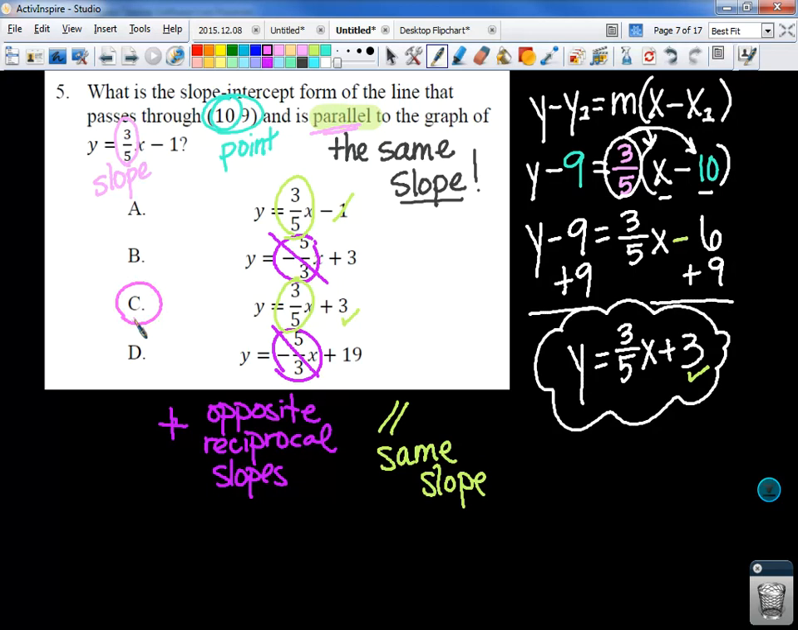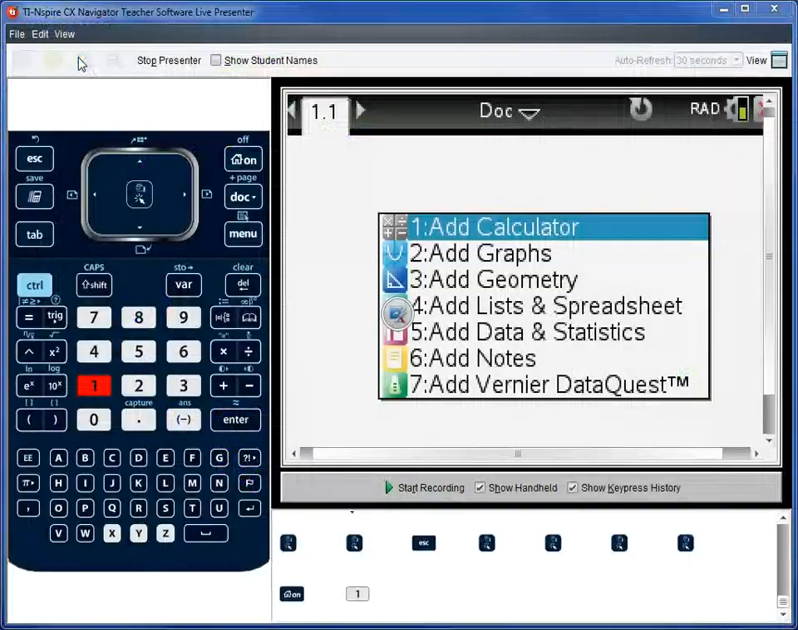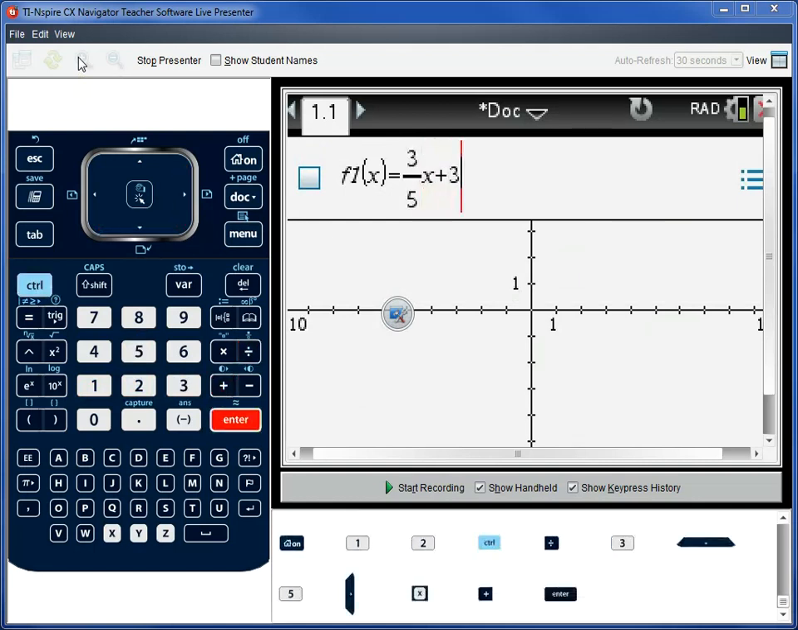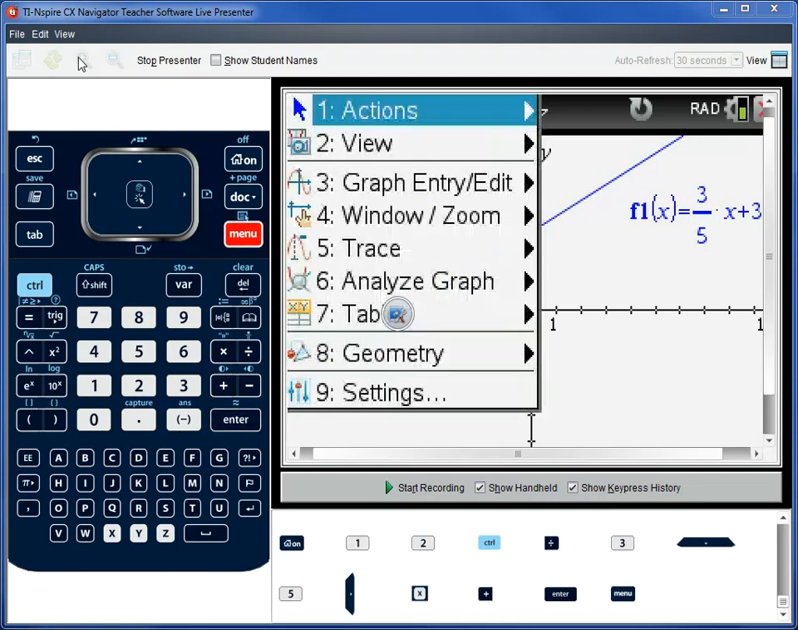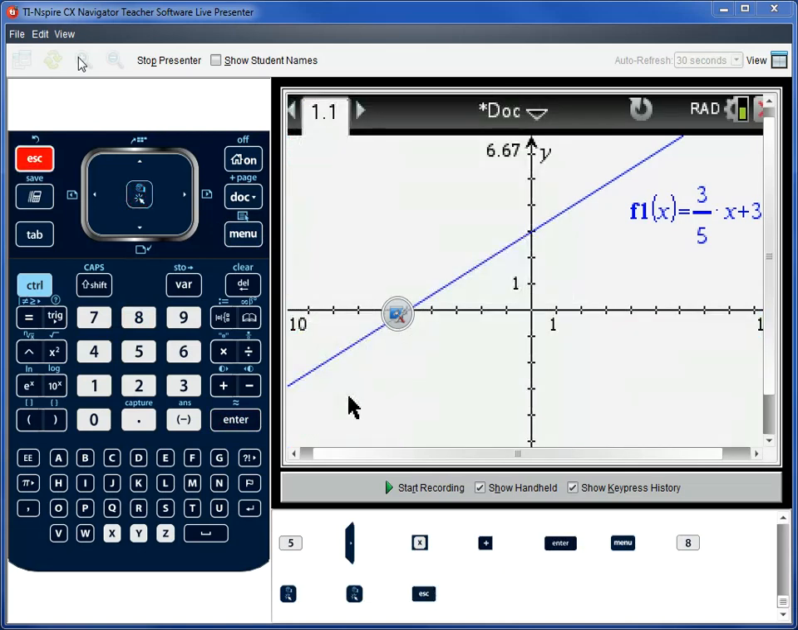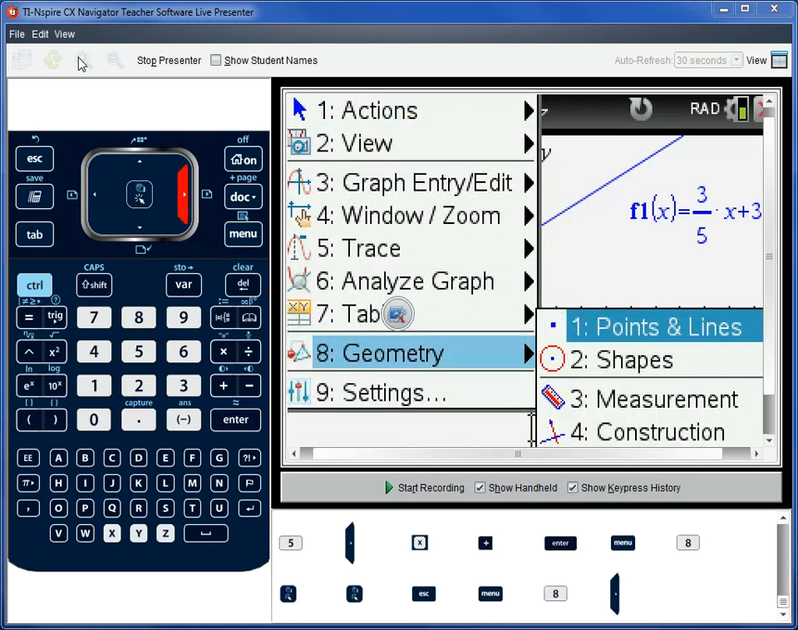Okay, so it asked, what is the slope-intercept form of the line that passes through (10, 9) and is parallel to the graph of y equals 3/5 x minus 1? So I'm just going to verify on my calculator that 3/5 x plus 3 goes through this point. Three-fifths x plus 3. Oops. Try that again.